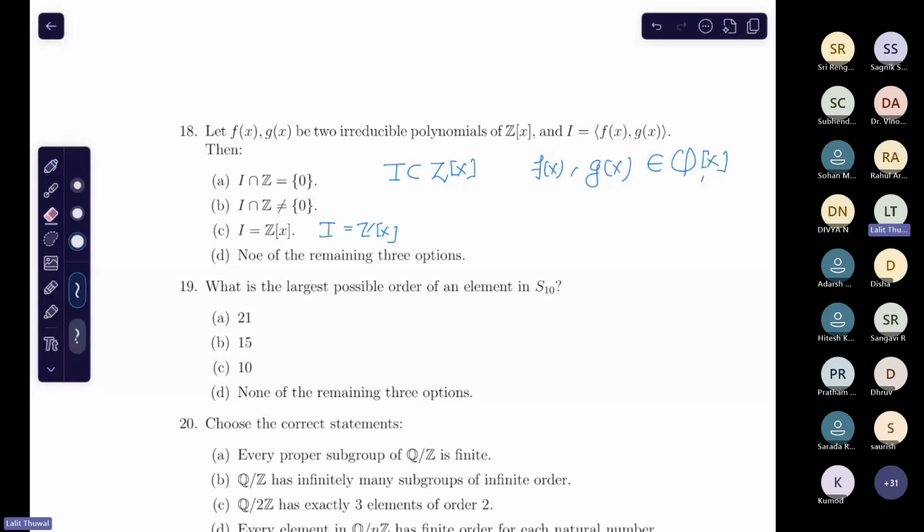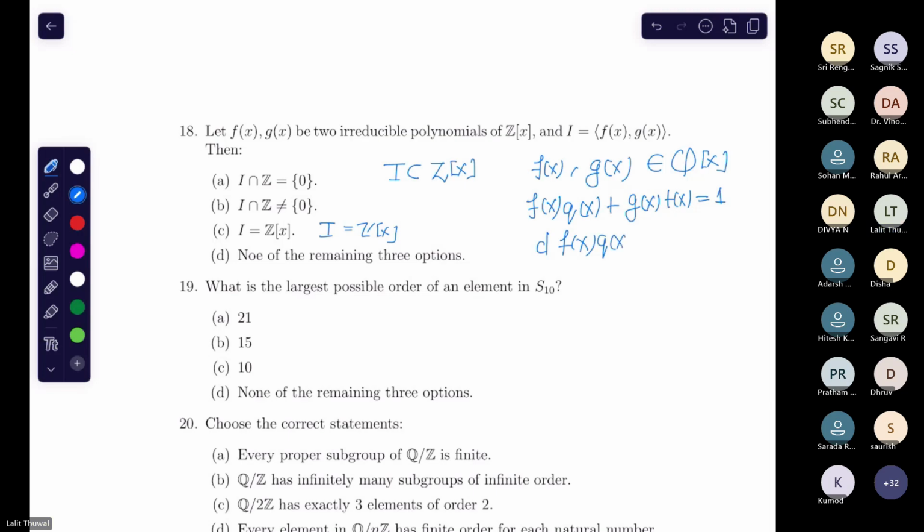Because this is a PID, right? And the GCD of f(x) and g(x)... see, if they are irreducible in Z[x], then they are irreducible in Q[x]. You should understand this first. So there exist polynomials q and t such that this happens, right? Because Q[x] is a PID and you can write the GCD as a linear combination. This is a very important property of PIDs, which I told you in the last class. So now multiply by D, which clears out all the denominators of the polynomials, if there are any.